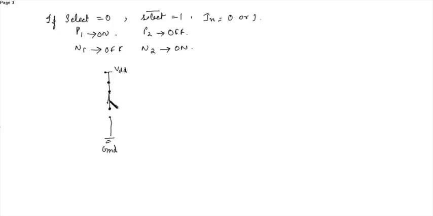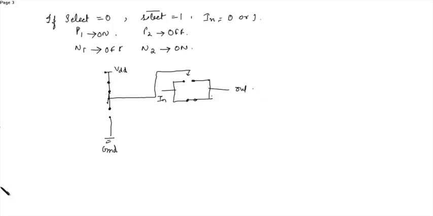Now from here, the P2 PMOS is open circuit, and the N2 is connected. Here there is in, here there is out.